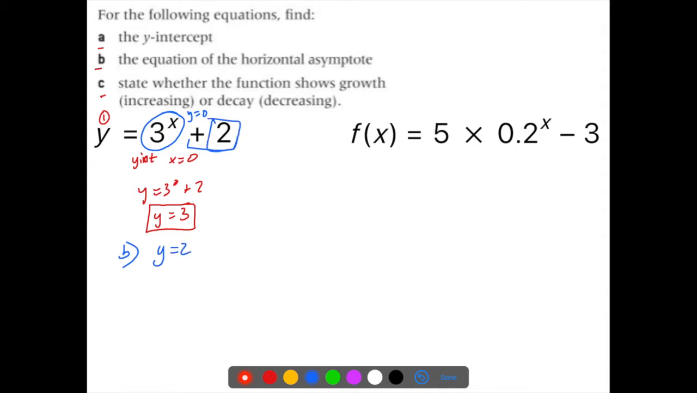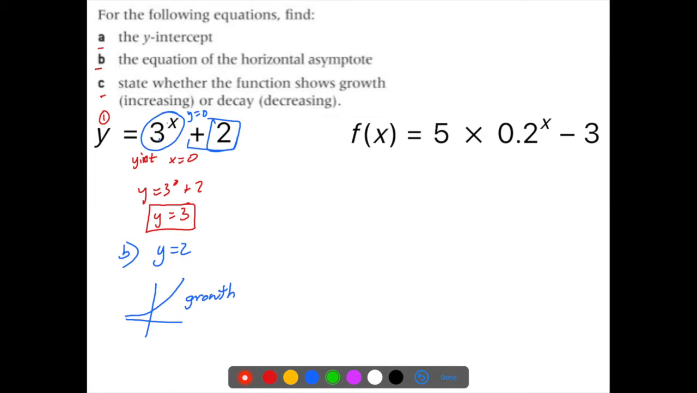So it's just this number right here. Okay? Letter C says state whether the function shows growth or decay. Remember, the original function looks something like this, which is a growth situation. Because the base is not less than 1, and the x is not negative, it is a growth situation. The plus 2 just shifts it up a little bit. So therefore, this will be a growth scenario.